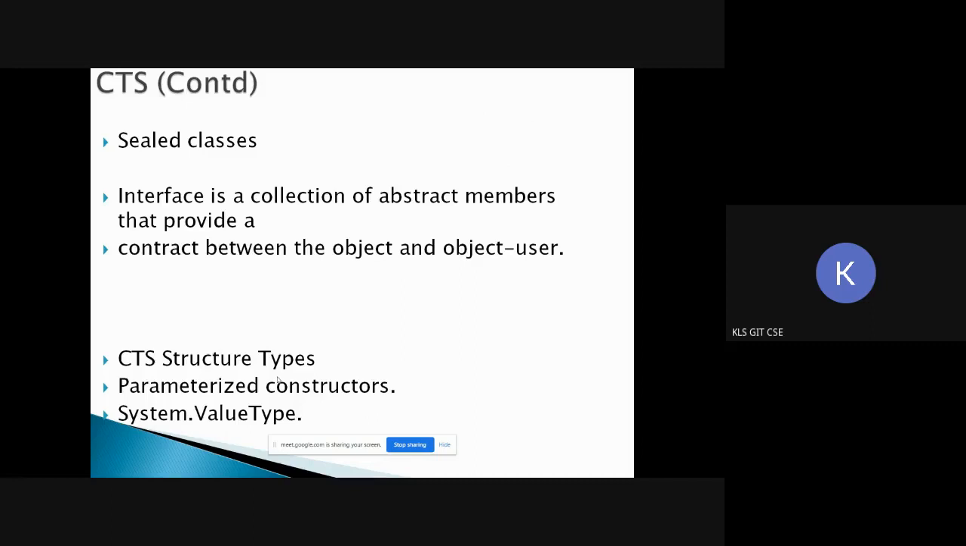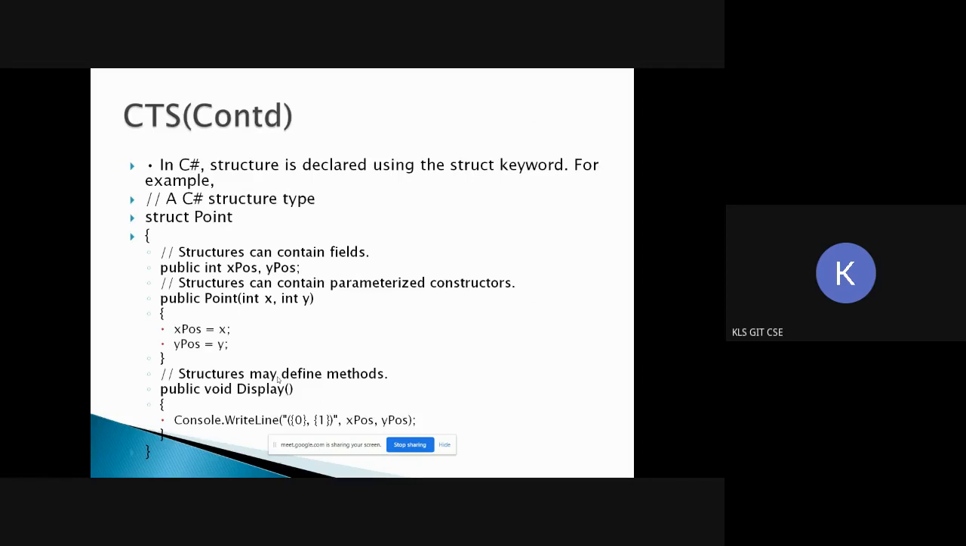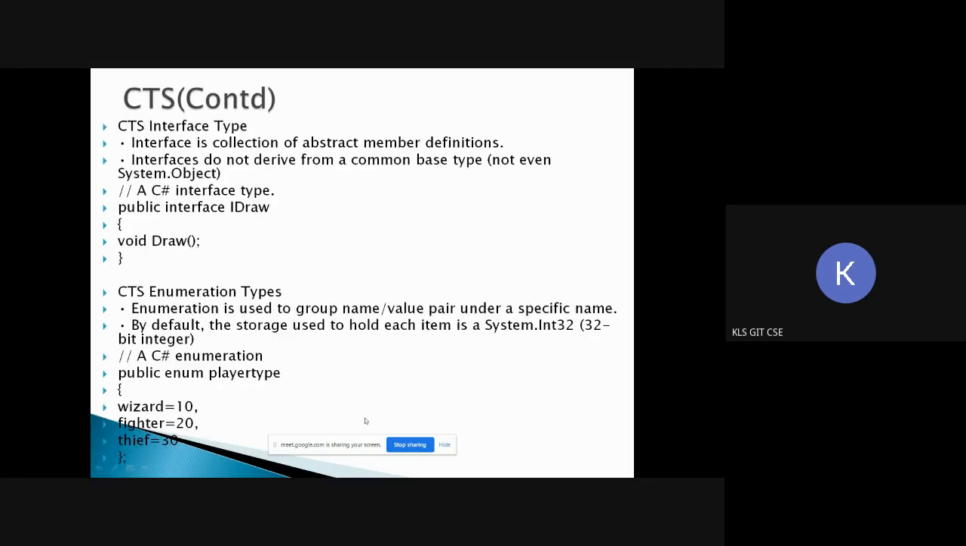The CTS permits structures to implement any number of interfaces, but structures may not become a base type, correct? That is why we have classes, right? We cannot inherit structures, so you do not have inheritance for structures. Here it is, a simple structure: struct Point with x and y, and we have a display method. Console.WriteLine with placeholders 0 and 1 stands for these variable values.